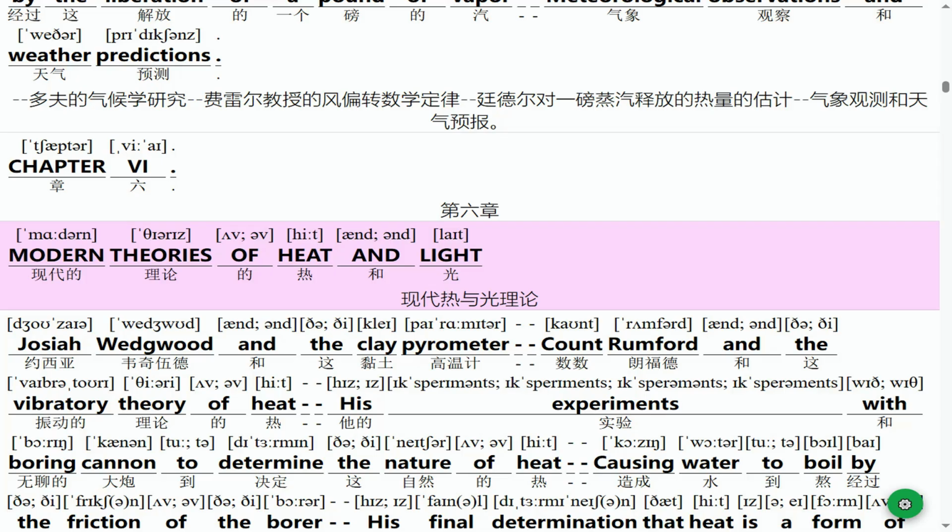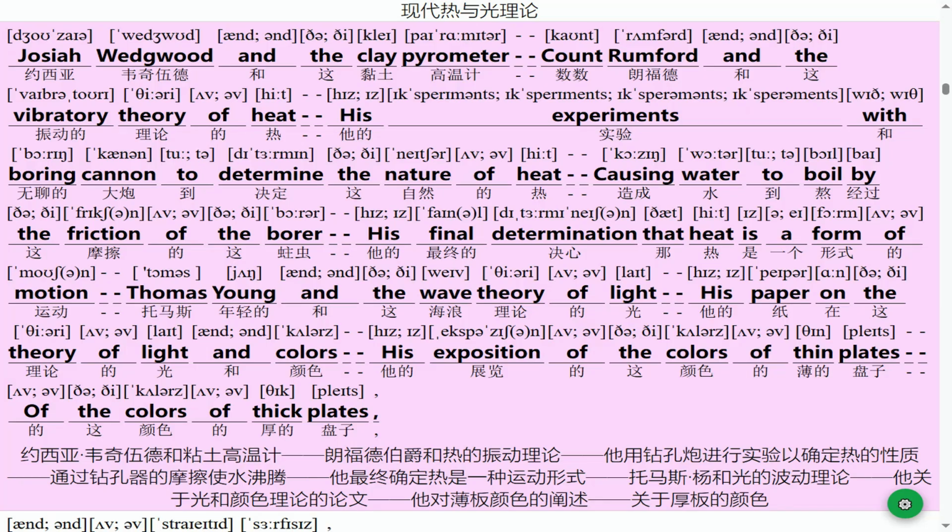Chapter 6. Modern theories of heat and light. Josiah Wedgwood and the clay pyrometer. Count Rumford and the vibratory theory of heat, his experiments with boring cannon to determine the nature of heat, causing water to boil by the friction of the borer, his final determination that heat is a form of motion.